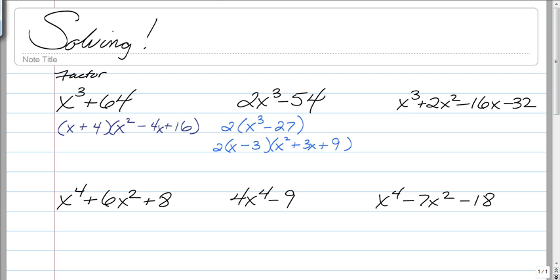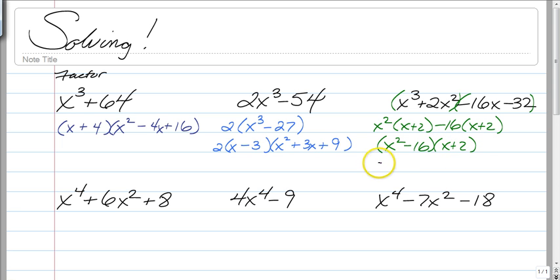And the last one in the first row is grouping, where we're going to group the first 2 and last 2 together. We're going to take out an x squared, leaving us with an x plus 2. We're going to take out a negative 16, leaving us with an x plus 2. The insides are the same, so we have x squared minus 16, and we have x plus 2. But x squared minus 16 is a difference of 2 squares, so we have an x plus 4, an x minus 4, and an x plus 2. Again, all three of those are just review from the last video. So now we're going to go on to the next row.